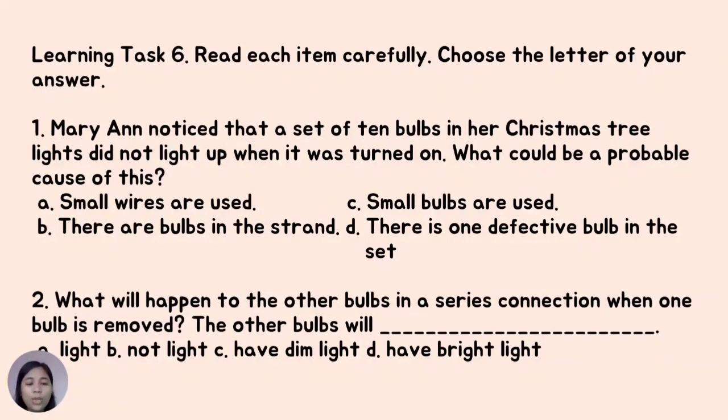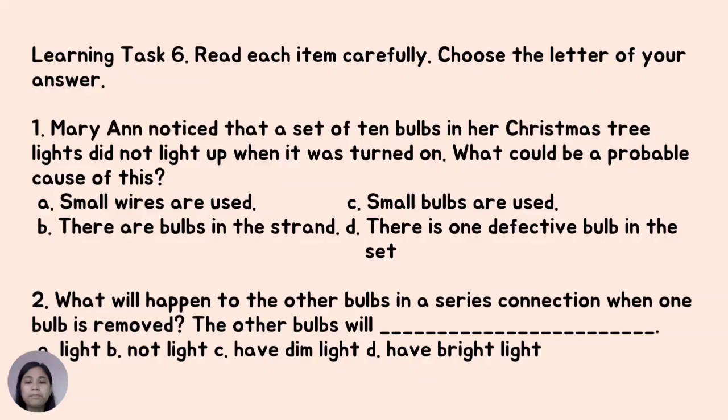For number two, what will happen to the other bulbs in a series connection when one bulb is removed? The other bulbs will blank. A, light. B, not light. C, have dim light. D, have bright light. And these are the answers. For number one, letter D. For number two, letter B.